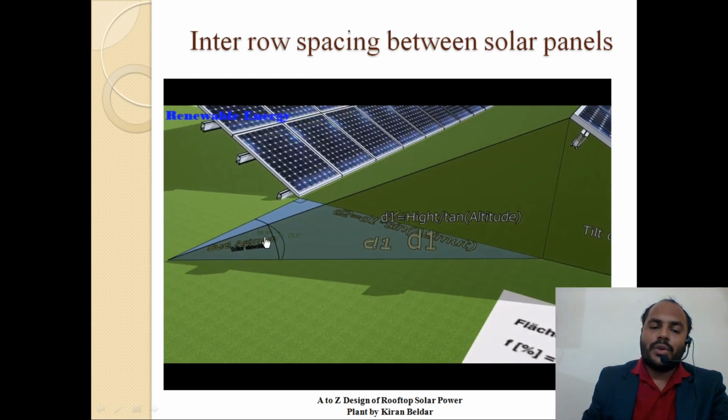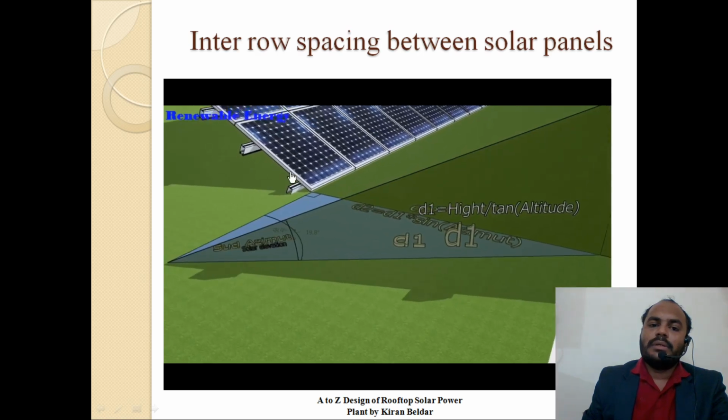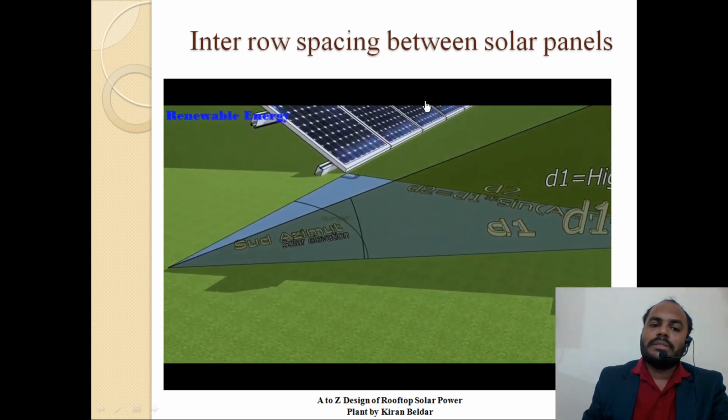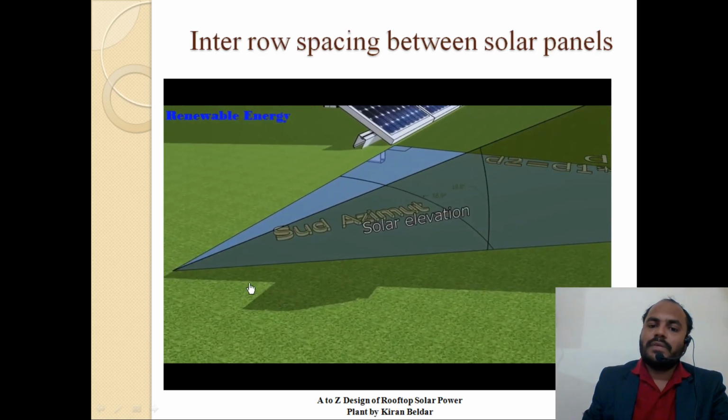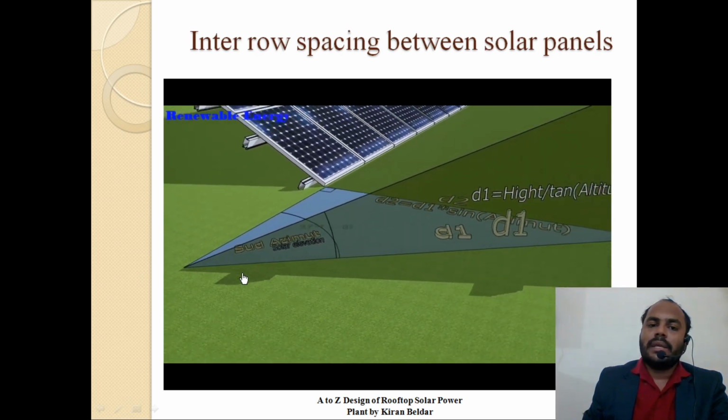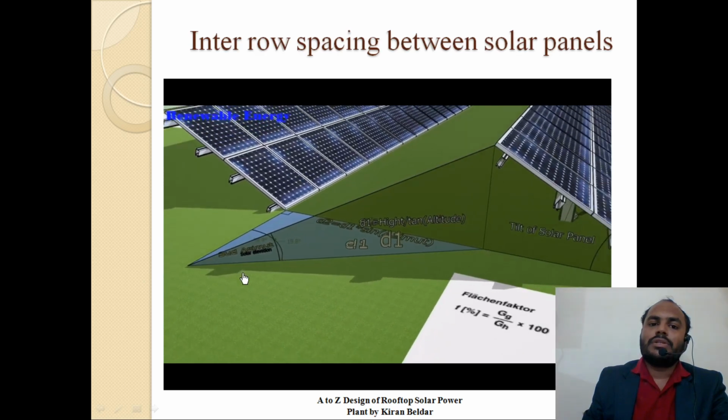So the length of the shadow should not fall over the solar panels in the second row. So it is very important that the length of the shadow should be considered while placing the second row in a solar system.